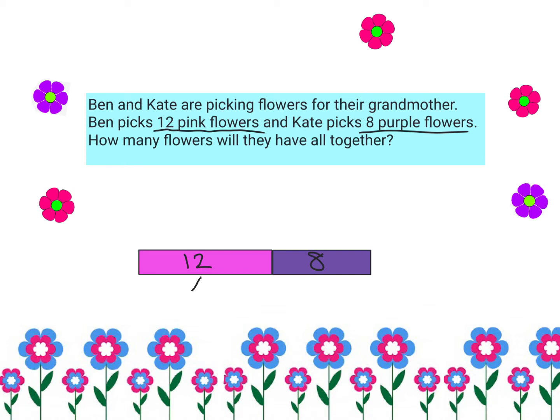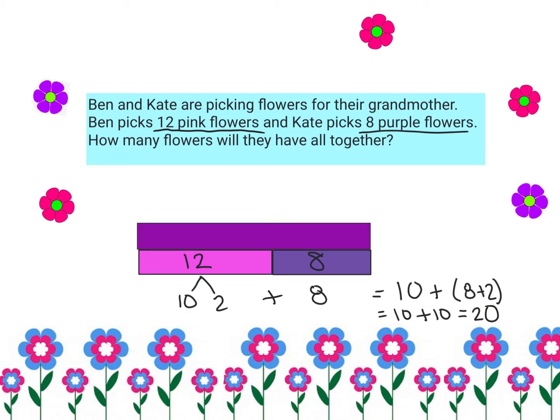We can use the make a 10 method. We're going to break this 12 into a 10 and a 2. And then we know 8 plus 2 is 10. So we can say 10 plus 8 plus 2. We have 10 plus 10 equals 20. So altogether, the whole is 20. So Ben and Kate had picked 20 flowers for their grandmother.